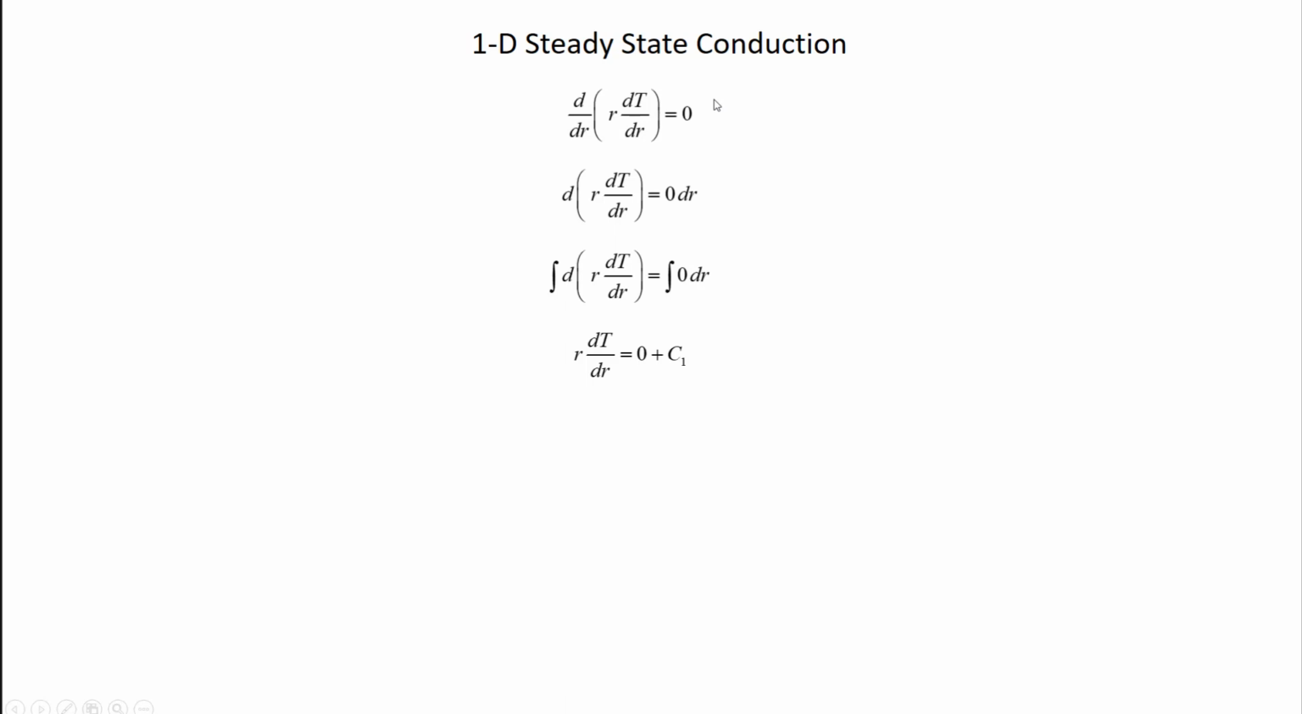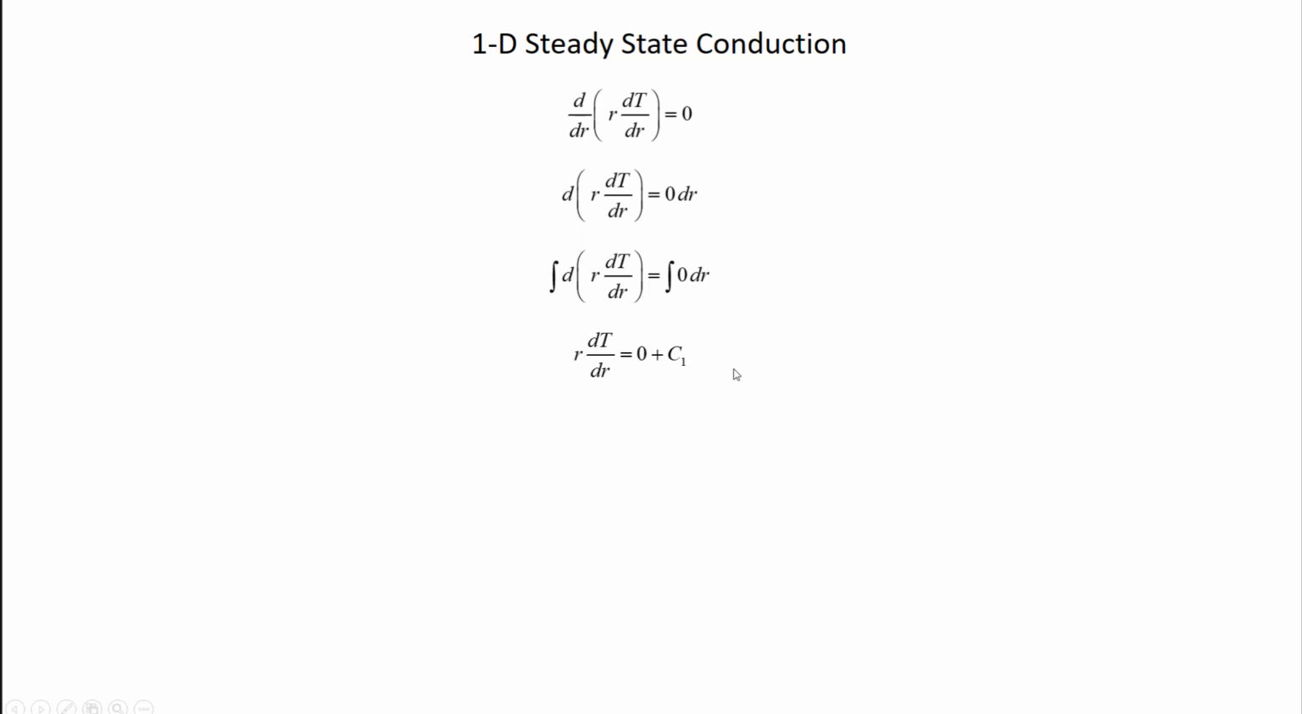This is a second order linear differential equation. What makes it easy to solve is it's separable, right? So I can take this dr right here and bring it up over here to the other side. So I can integrate both sides of this equation. If I integrate the left side, I'm integrating an exact differential. So the integral of d of r times dT/dr is just r times dT/dr. If I integrate the right side, I just get 0 because the integral of 0 is 0. And then it's an indefinite integral, so I have to have a constant of integration somewhere. I'm going to put it over here on the right side.